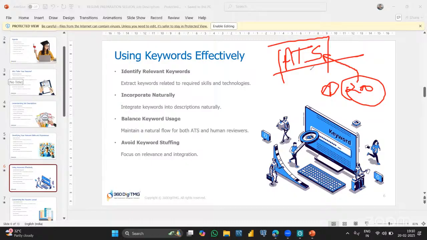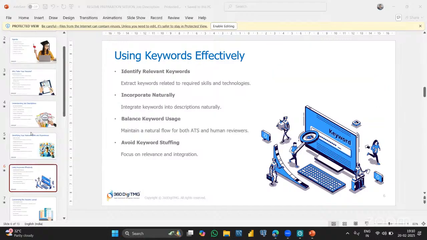Now, this ATS software will match all those relevant keywords, and based on that, it will give one score to each resume. That score will be between 0 to 100. And the resumes with the highest ATS score will be selected for the interview round. So how do you know which keywords are right for your resume and that particular job?